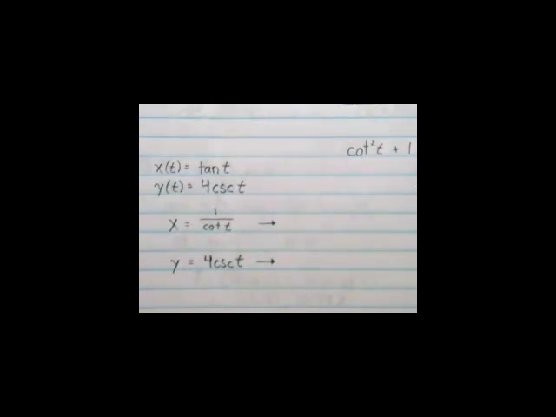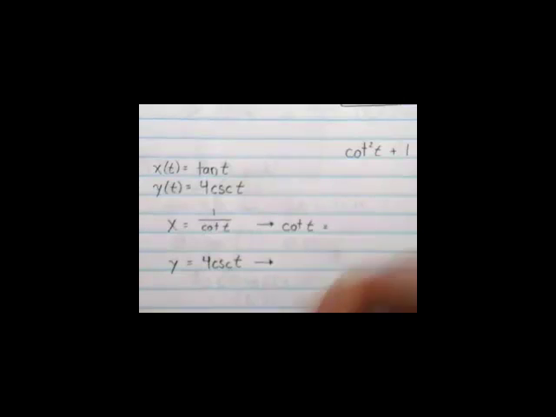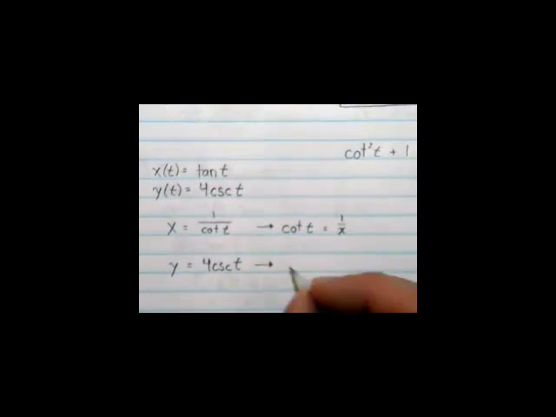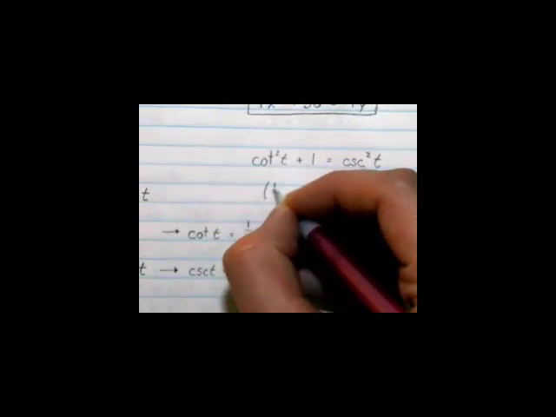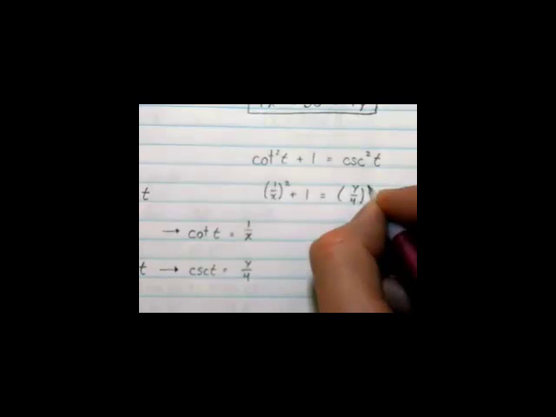Okay, so if x equals 1 over cotangent, then the cotangent of t equals what? 1 over x. Right. And then the other one you can do just like you've done. Cosecant of t would equal y over 4. And then go plug them in. So cotangent squared in this case would be 1 over x squared, plus 1, equals y over 4 squared.